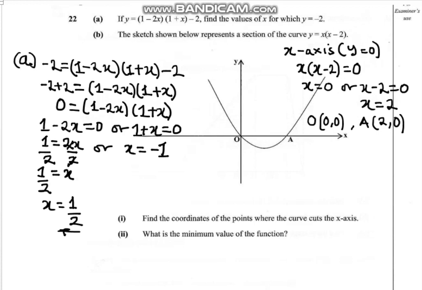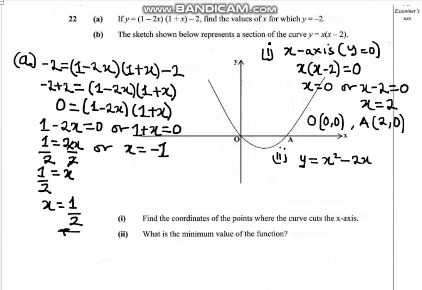Then on B2, so what we were working out was B1. On B2, what is the minimum value of the function? To get the minimum value of the function, first of all, let's multiply x times whatever is in brackets, x minus 2. This will give us y equal to x squared minus 2x.